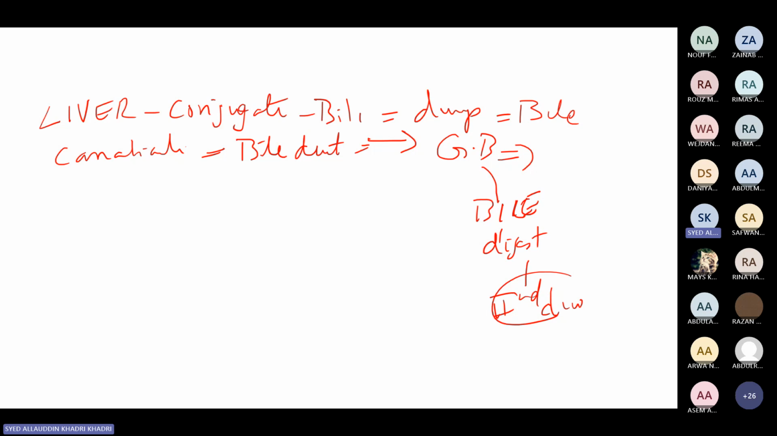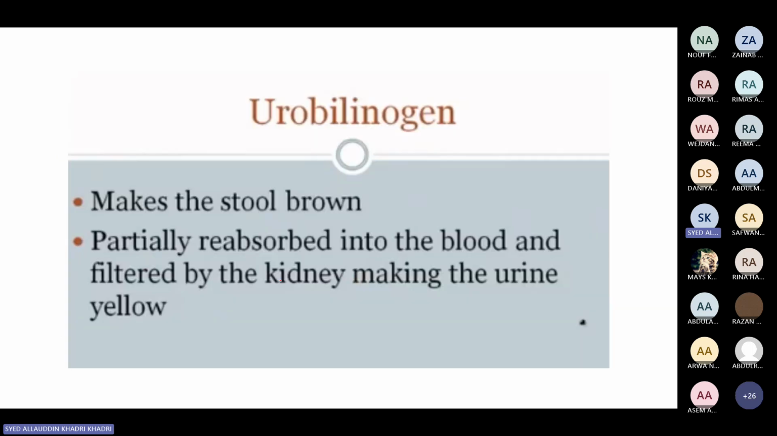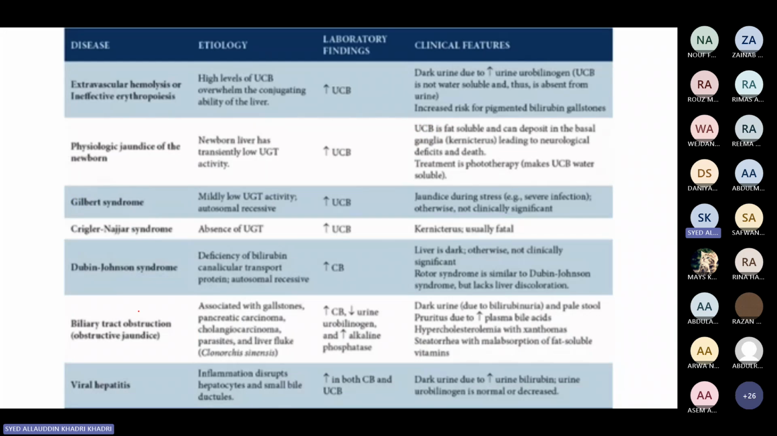The bile goes to the duodenum and is picked up by the intestinal flora. The conjugated bilirubin is made into urobilinogen. Remember, urobilinogen. This is very, very important to understand what is basically happening. So we came to the urobilinogen. It makes the stool brown, and it is partially reabsorbed into the blood and filtered by the kidney, making the urine yellow. And this is very important. Now, this is basically the bilirubin metabolism. I'm not going to teach you more on this one.